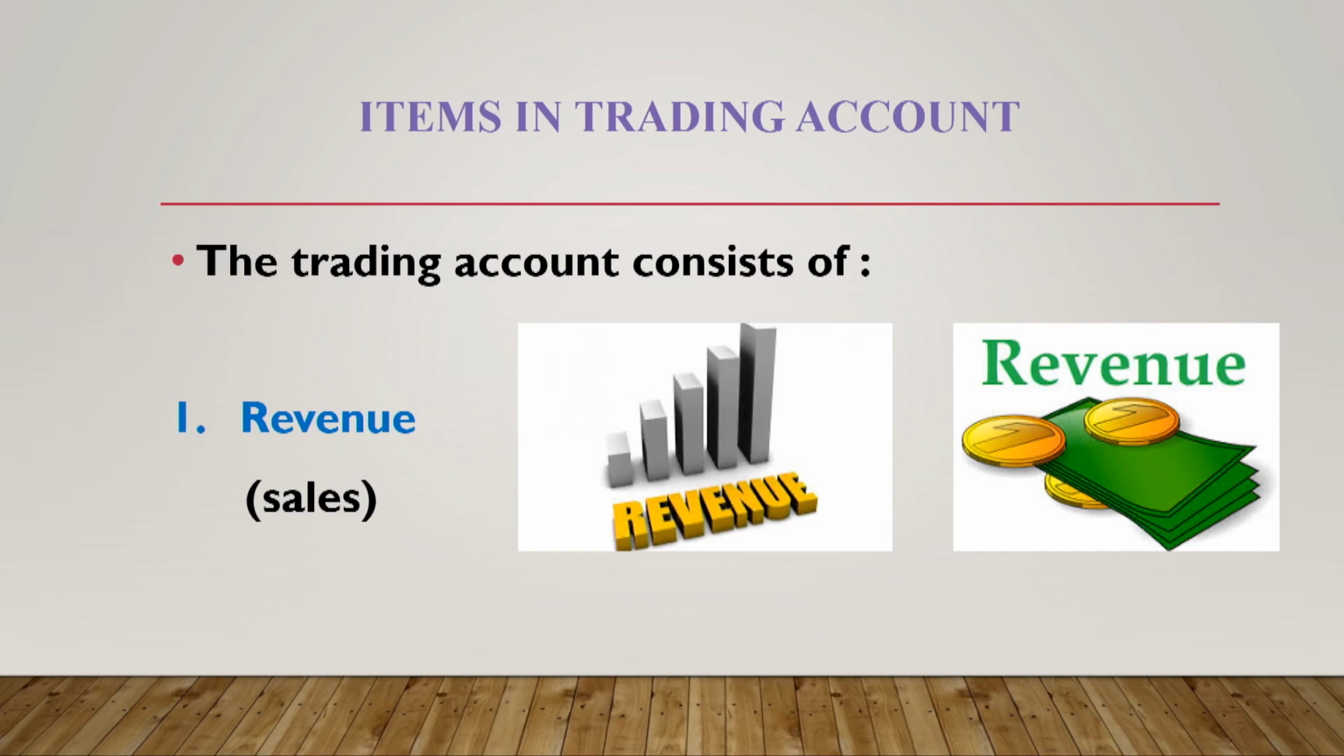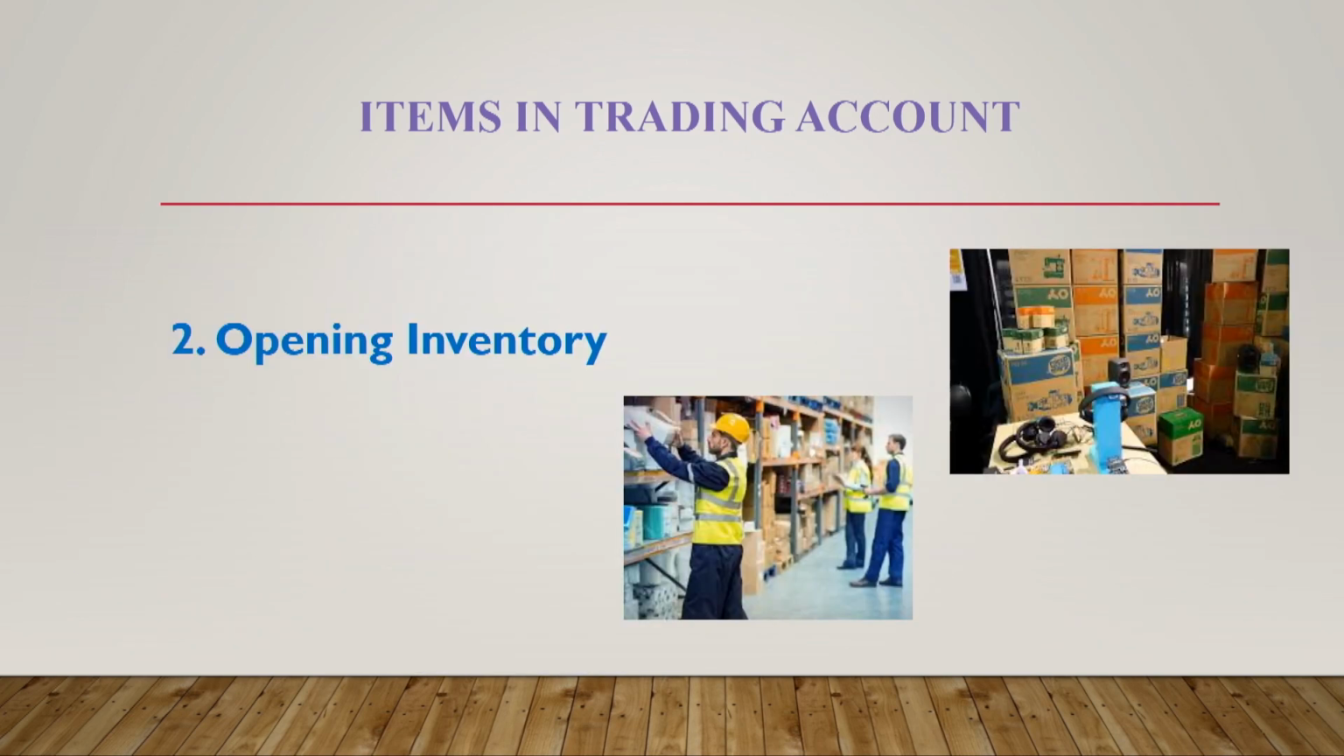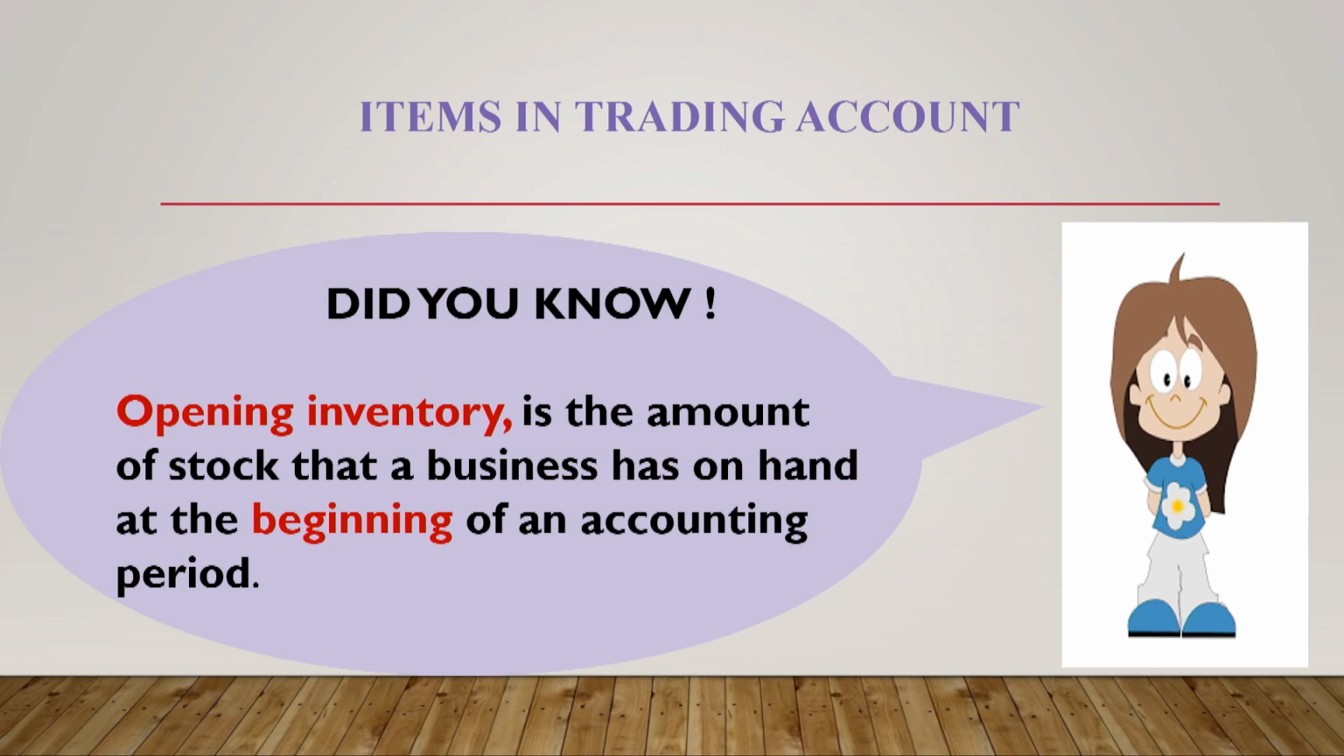Let us now consider the items in a trading account in more detail. Firstly, the trading account consists of revenue, that is, sales. The second element in a trading account is opening inventory. The opening inventory is the amount of stock that an enterprise has on hand at the start of an accounting period.